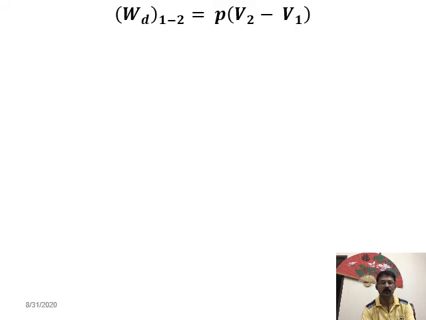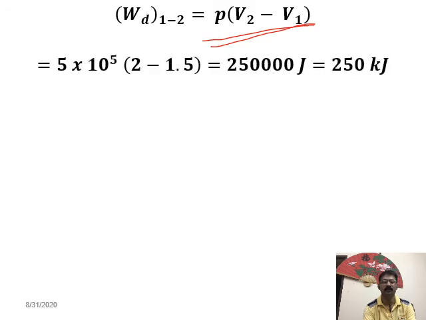P dV, so that is expansion against constant pressure. For a constant pressure process, you know the formula for the work done, it is P into (V2 minus V1). So pressure P is given as 5 bar, initial volume is 1.5 meter cube, final volume is 2 meter cube. If you substitute that, you will get 250,000 joules or 250 kilojoules, and this is positive work because it is work done by the system.